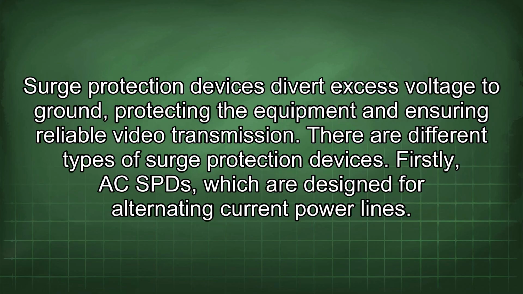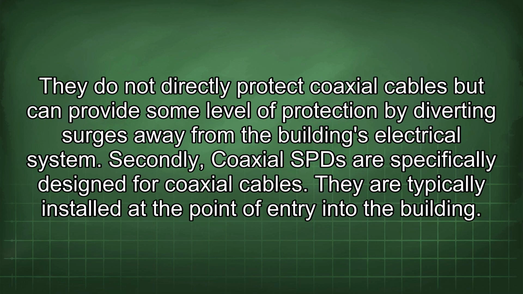There are different types of surge protection devices. Firstly, AC SPDs, which are designed for alternating current power lines. They do not directly protect coaxial cables but can provide some level of protection by diverting surges away from the building's electrical system. Secondly, coaxial SPDs are specifically designed for coaxial cables. They are typically installed at the point of entry into the building.